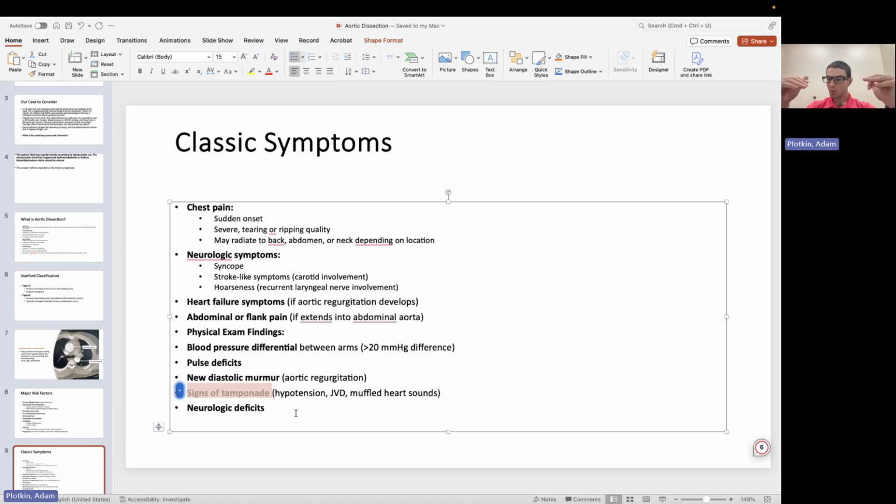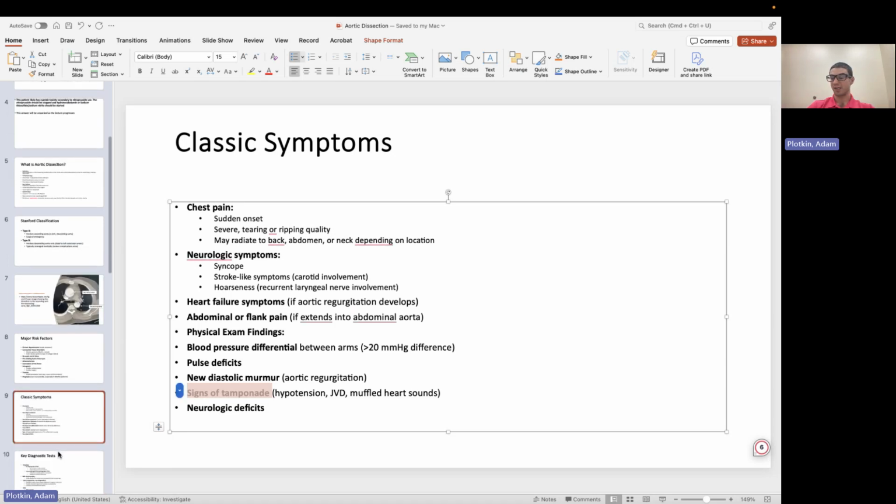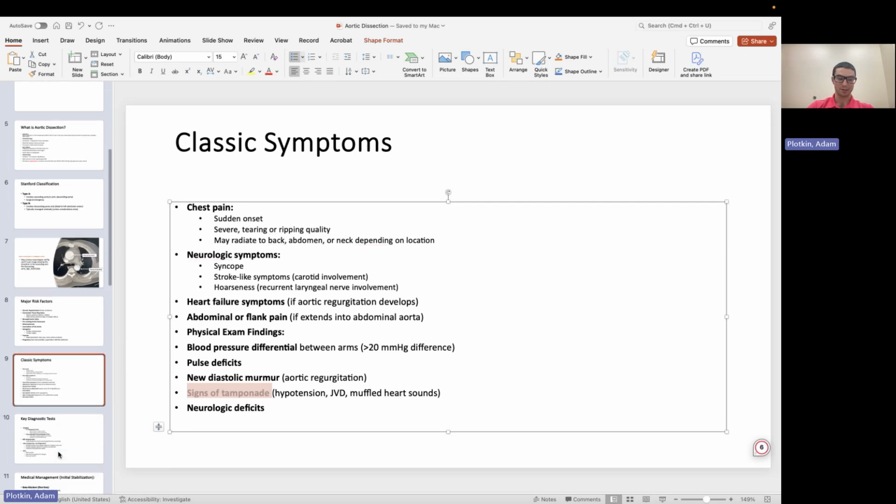So again, a patient with poorly controlled hypertension or a history of Marfan or Ehlers-Danlos is going to be classic. You're going to see chest pain that tears, radiates to the back. You might see syncope or stroke. You might see tamponade. You might see abdominal pain. You might see a new diastolic crescendo, decrescendo murmur. And then we might see blood pressure abnormalities in each arm. So all things to consider. If we see some of these, we've got to consider aortic dissection.